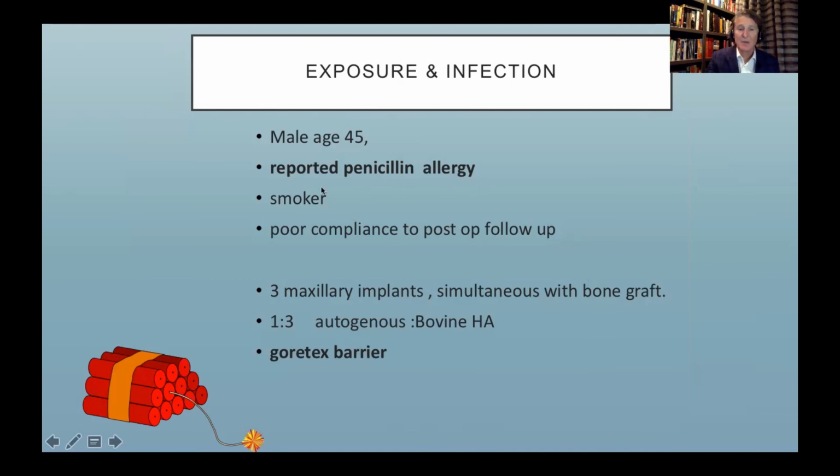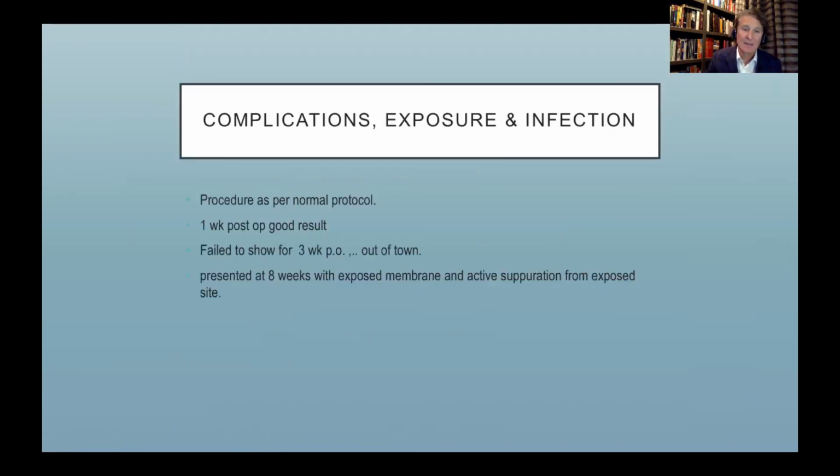So we did 3 implants at the same time as a bone graft. So we had at least 5 or 6 millimeters of bone to anchor those. And at that time, we were using a 1:3 ratio or even a 50-50 ratio. And also then we were using a goretex membrane because then it was the state of art. So everything went well as far as the procedure.